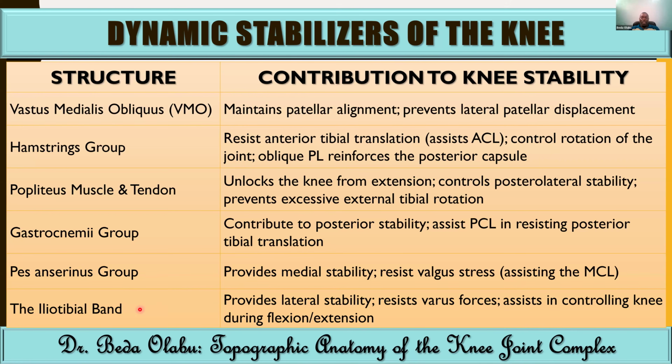The iliotibial band is an insertion of two big muscles. We have the gluteus maximus muscle, generally the upper three-quarter fibers, and we have the tensor fascia lata. So their insertion through the iliotibial band is also very key. The iliotibial band extends all the way to insert into the lateral condyle of the tibia. Its presence is important in helping to provide lateral stability, also resisting varus force, just together with the LCL, and it stabilizes the knee during flexion and extension movements.